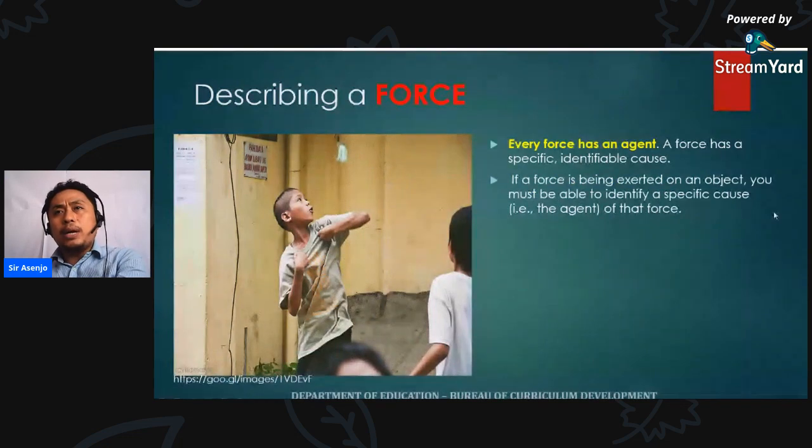Let's describe force again. Every force, remember this, every force has an agent. A force has a specific, identifiable cause. It should be specific and it should be an identifiable cause. That is the agent. If a force is being exerted on an object, you must be able to identify a specific cause. When we say specific cause, we're referring to the agent of that force.